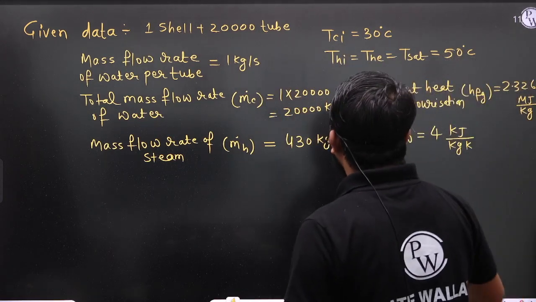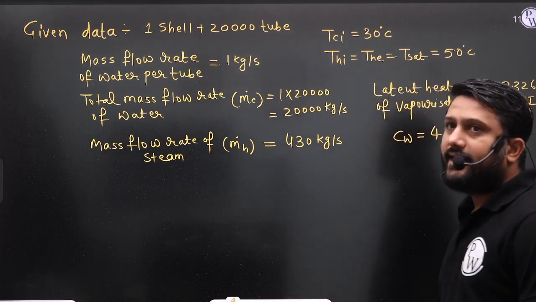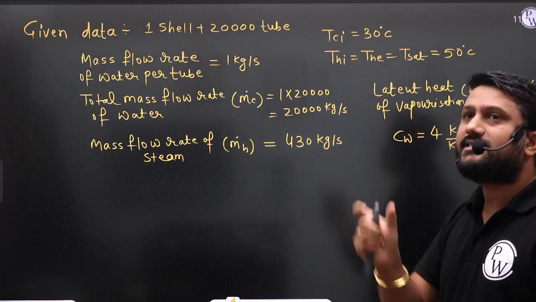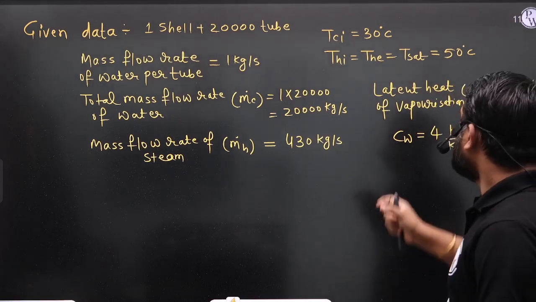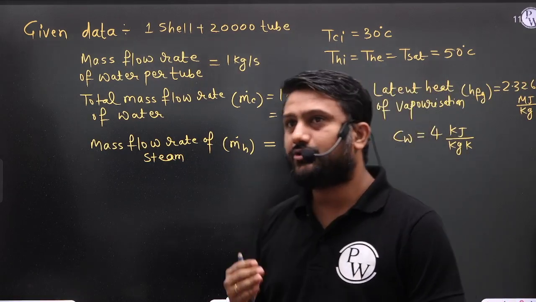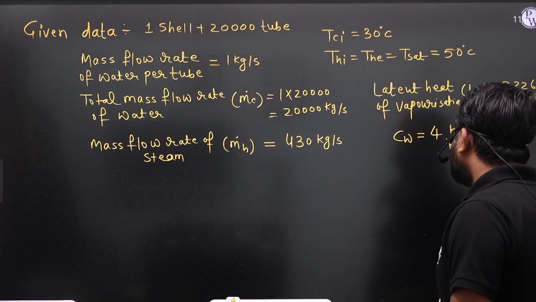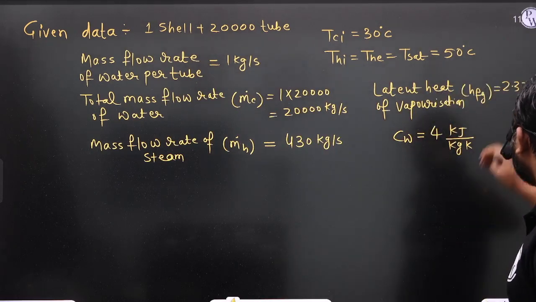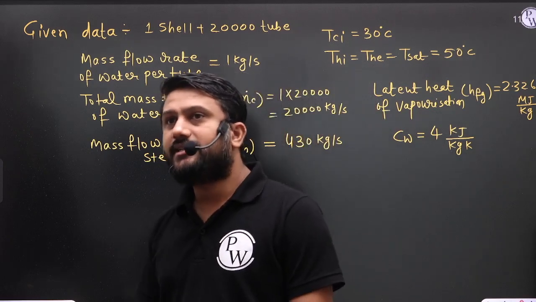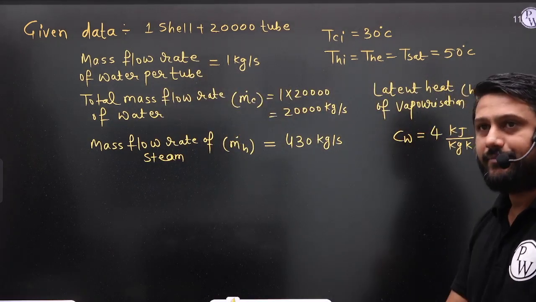Cold fluid inlet temperature, that means water inlet temperature, is 30 degrees Celsius, and the hot fluid inlet and exit temperatures are both the same because condensation of the steam occurs. So hot fluid inlet temperature and hot fluid exit temperature are equal to the saturation temperature, which is 50 degrees Celsius. Latent heat of vaporization, which is h_fg, is 2.326 megajoule per kg, and the specific heat of the water is 4 kilojoule per kg Kelvin, right?